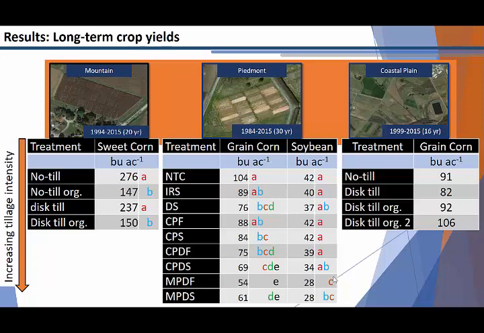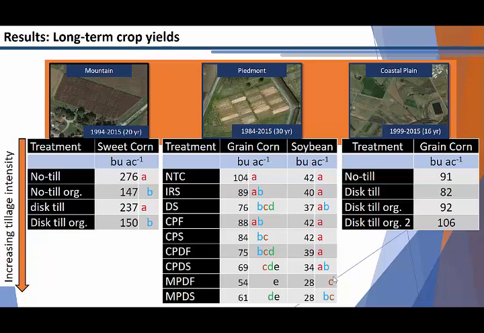Remember, this experiment started in 1984, which is when farmers were still pretty much always tilling their soils. No-till became a little bit popular after that. And I can show the farmers after this experiment that long-term no-till typically yields more than their typical tillage practices. And that was pretty good.